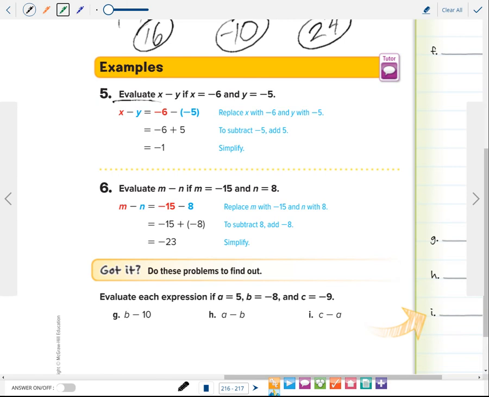So it says evaluate x minus y if x equals negative 6, and that's the red, and if y equals negative 5, which is the blue. Negative 6 minus negative 5 becomes negative 6 plus 5, and that comes out to be negative 1.